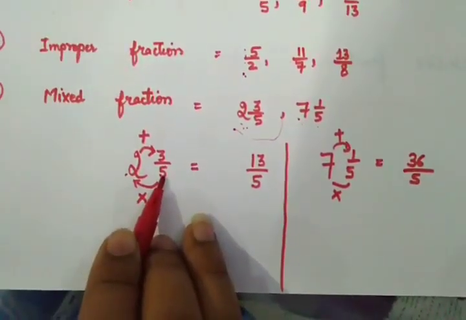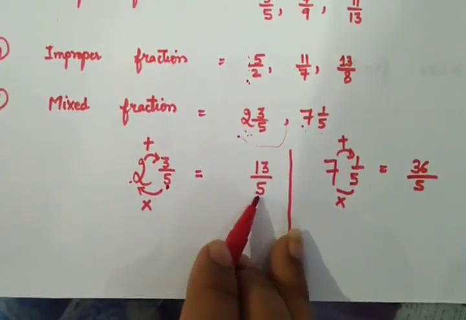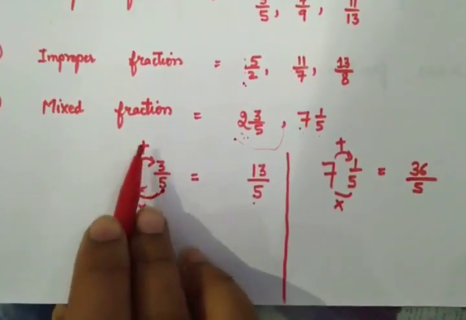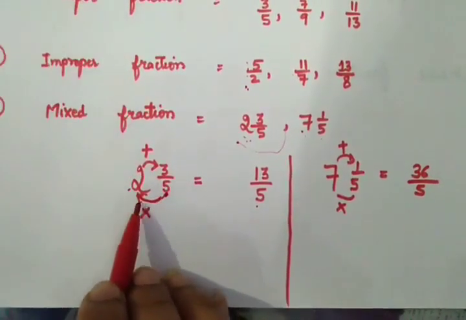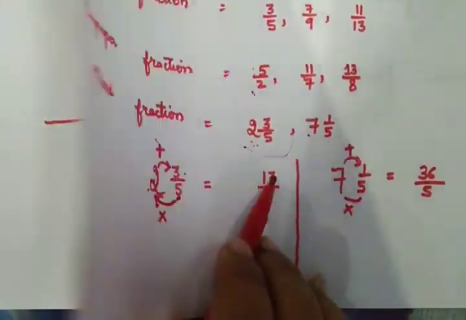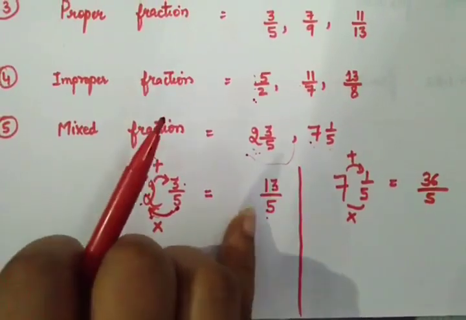Denominator will be as it is. So if it was 5 in the denominator, 5 will go as it is. Multiply this with the whole number and add the numerator. So 5 into 2, 10, and 10 plus 3, 13. So your mixed fraction has been converted into improper fraction.